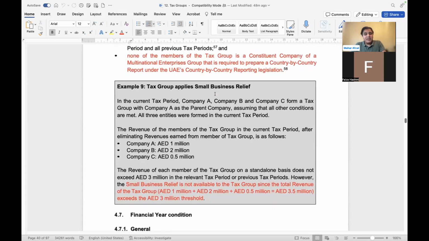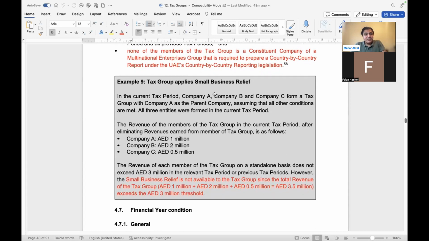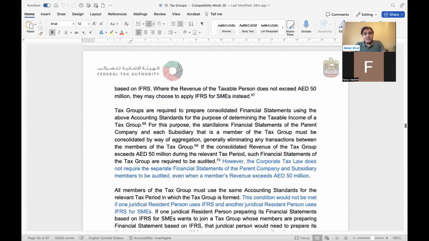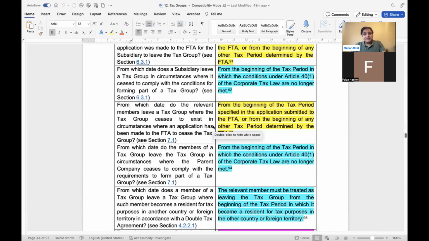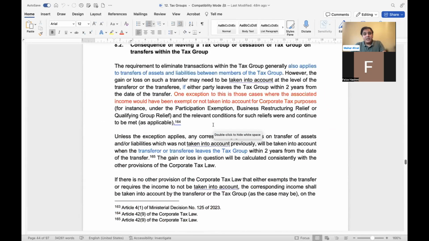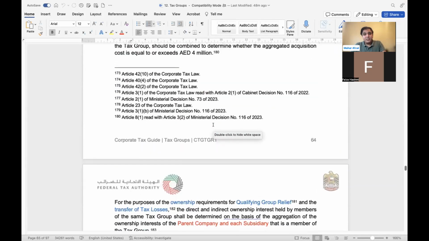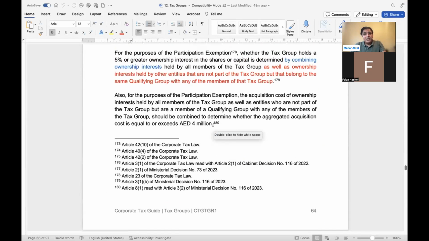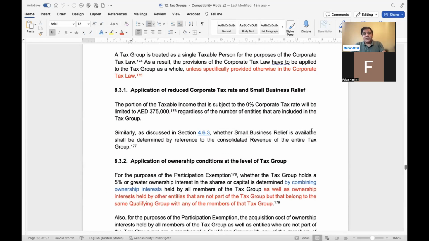They have given one example here. I think we have already discussed this. The revenue is company A 1 million, company B 2 million, company C 3.7 million. Small business relief is not available to the group since the total revenue is more than 3 million. This example we have already discussed. So going back to today's lecture, small business relief will be available to the tax group instead of the individual entity level, and we need to consider the total revenue of the group. We should not be considering the total revenue of the individual entity.